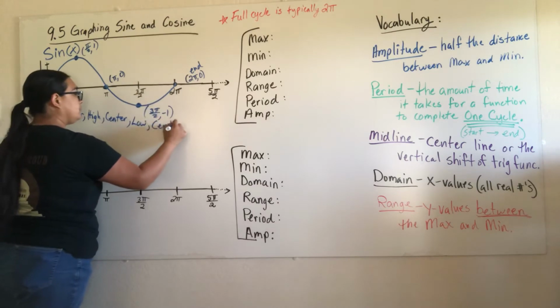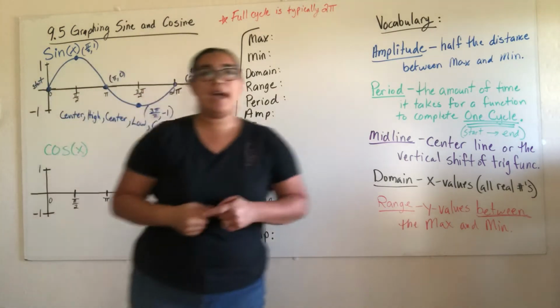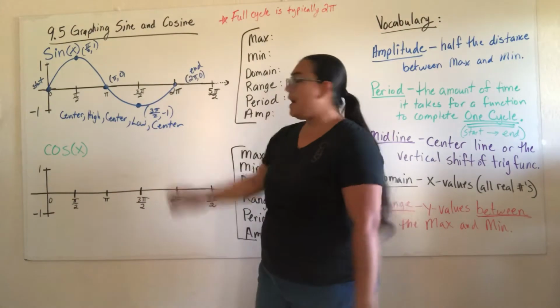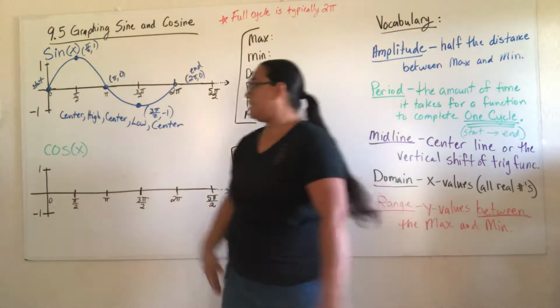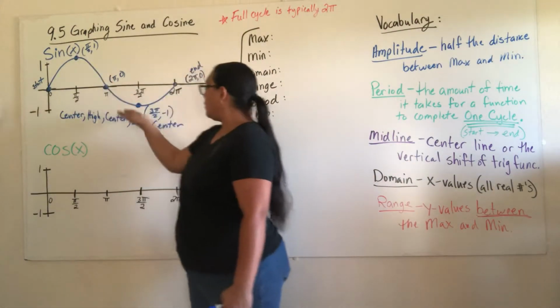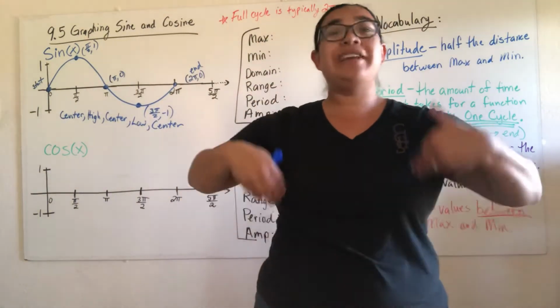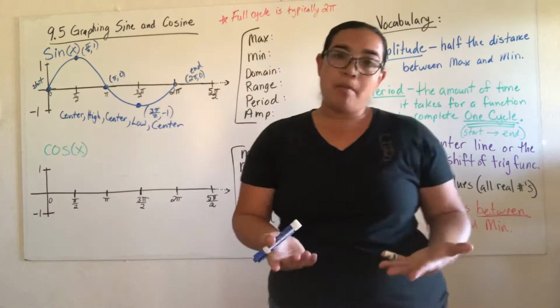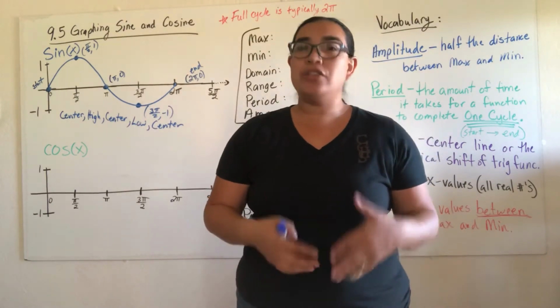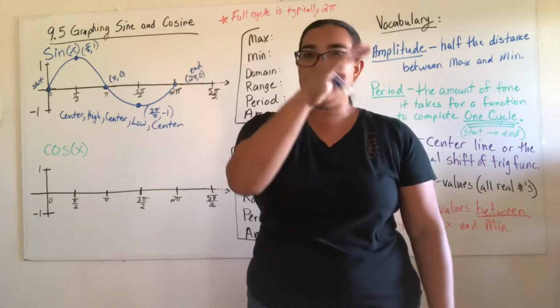So if you had to think of a pattern for a sine graph, this is always the pattern that a sine graph typically takes. Center, high, center, low, center. Kind of got a little bit of a rhyme to it too. So very pattern-like, something to memorize. Pretty easy if you get used to it, but again, center, high, center, low, center.